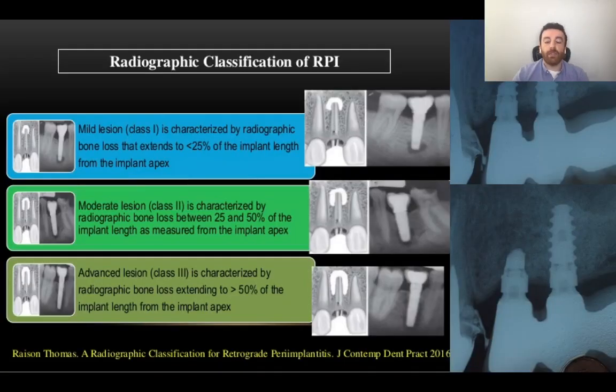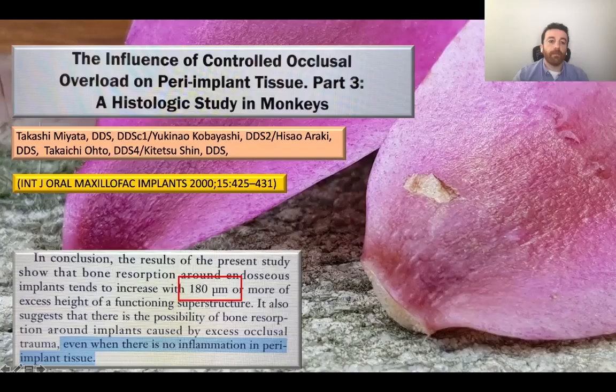So these cases can also be split up, like I mentioned, into mild, moderate, or advanced lesions for the RPI classification. And as you can see here, we ended up doing a resection of the implant in order to treat it, with resolution of the lesion.